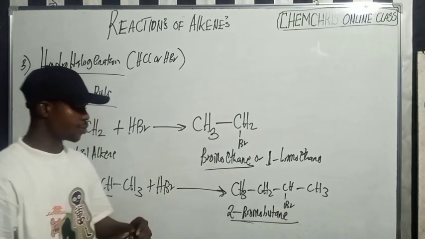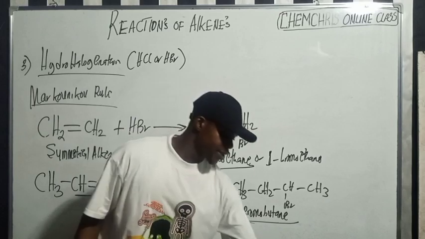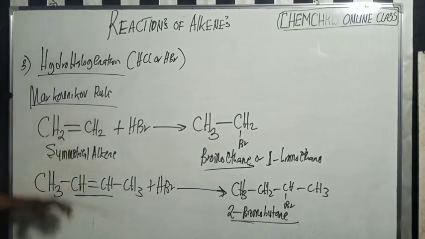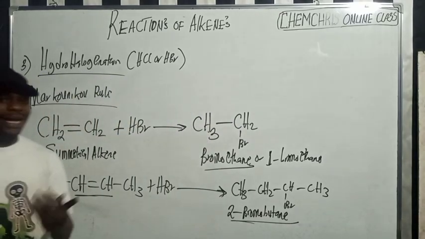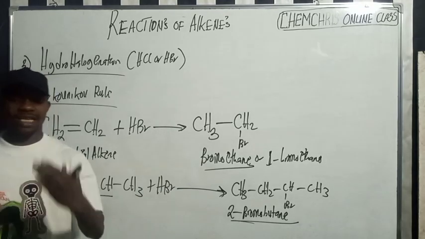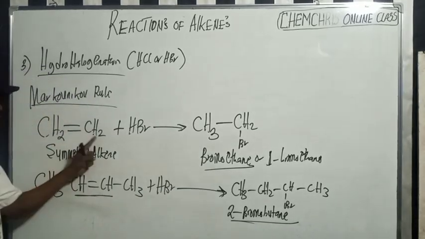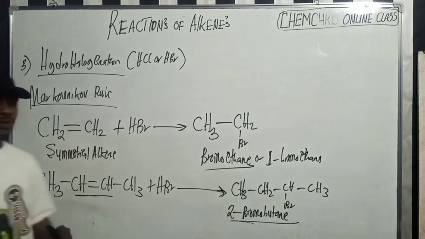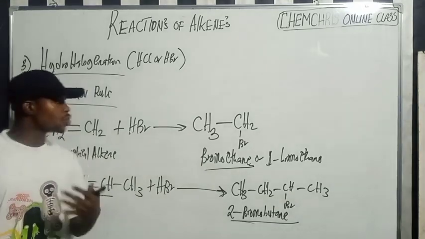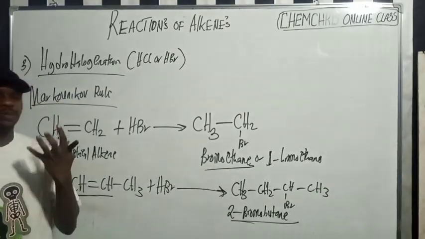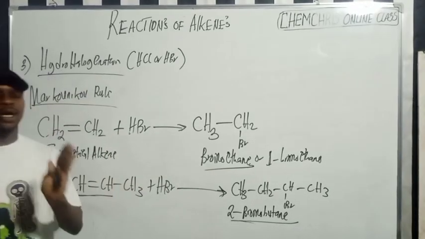Two bromobutane. You can see that two of them are called symmetrical alkene. Now, why are they called symmetrical alkene? They are called symmetrical alkene because the two carbon atoms that carry the double bond have equal numbers of what? Hydrogen. Do you understand?